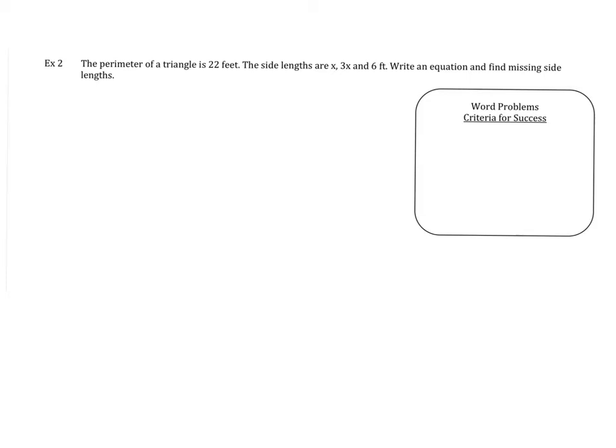Okay, so I'm going to first read through this problem. It says the perimeter. So the first thing I need to know is what's a perimeter? Remember, the perimeter is the sum of all sides of a triangle is 22 feet. So 22 feet is also important. "Is" is the English equivalent to an equal sign, 22 feet. And we know the side lengths are, so this is other important information, x, 3x, and 6 feet. And it says write an equation and find the missing side lengths.